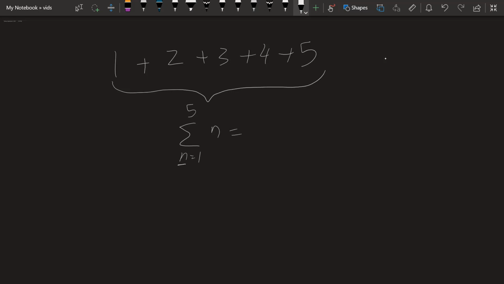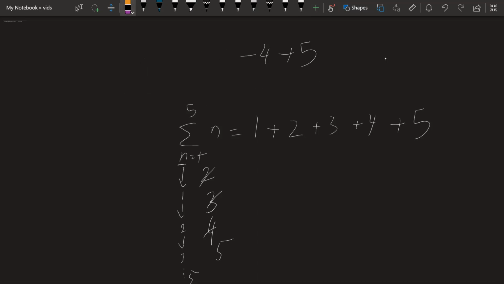Now n is called the running index because n keeps on changing. It goes to 1, then it goes to 2, then it goes to 3, on and on until 5. So we start with the first value, 1, and then n goes to 2, and then n becomes 3, and then n becomes 4, and then it becomes 5. This is how you write it in sigma notation.